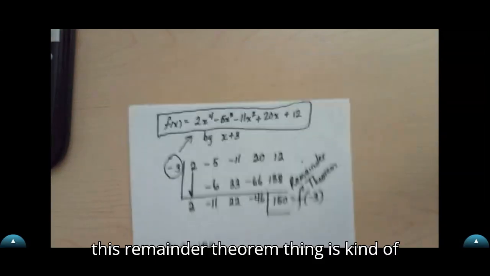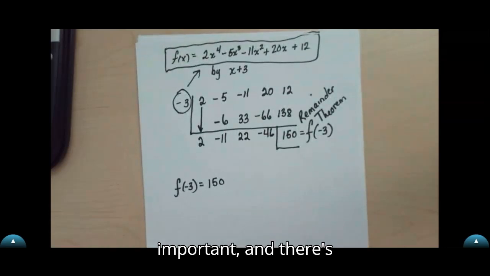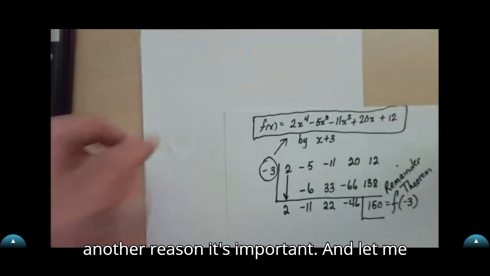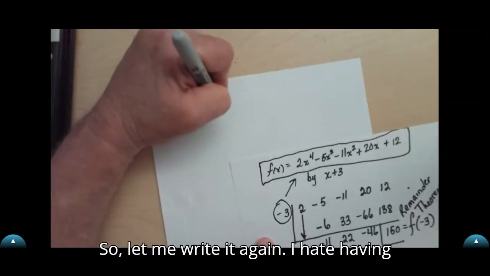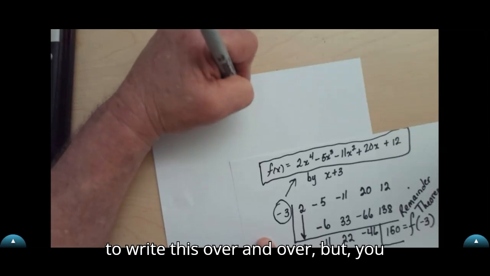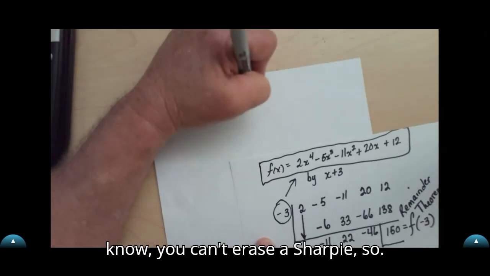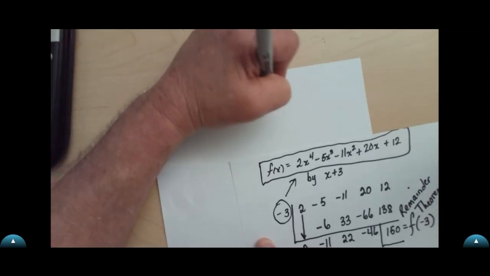So this remainder theorem thing is kind of important, and there's another reason it's important. Let me show you. We're going to use this same function again, so let me write it again. I hate having to write this over and over, but you can't erase a Sharpie.